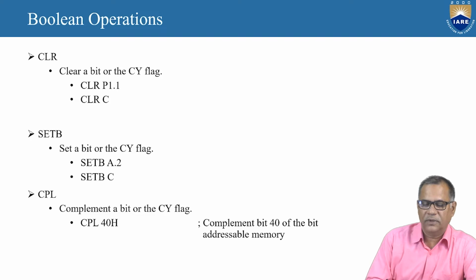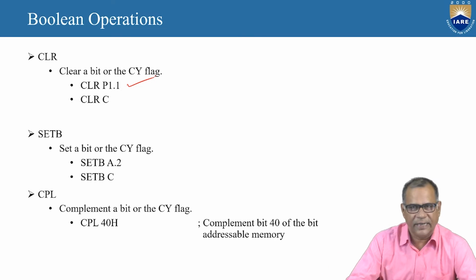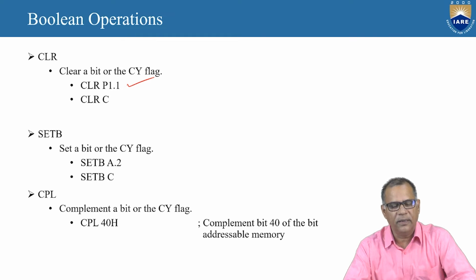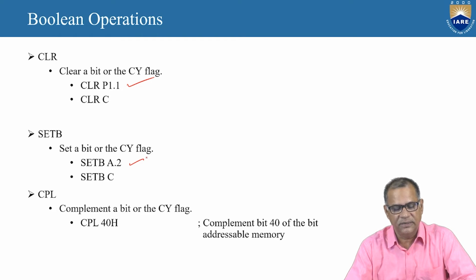For example, CLR P1.1: clear the second bit of port 1. Similarly, CLR C: clear the carry flag. SETB bit, or SETB C.